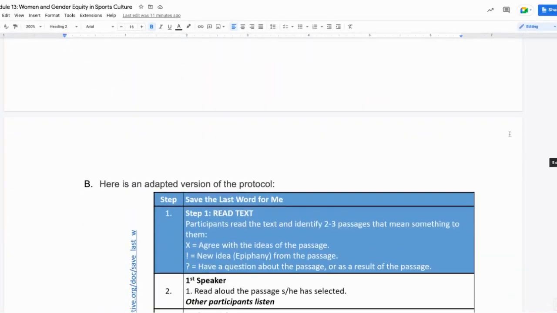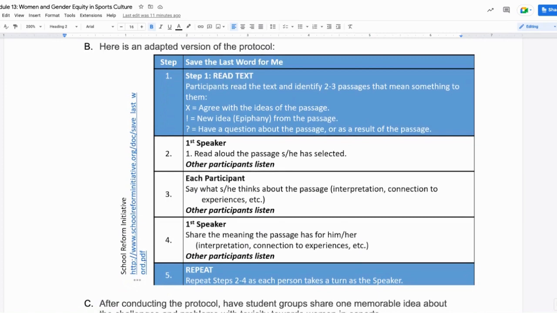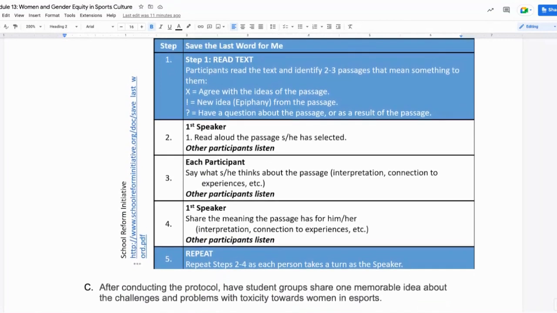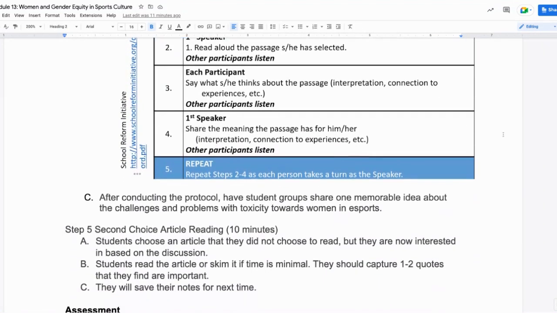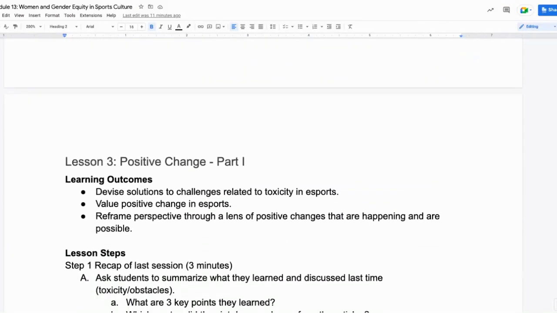Again, all the resources are given here. This is an example of the Save the Last Word protocol, and it gives you the steps piece by piece for students to engage in that format, and it makes sense for students. They'll share, then the person who was the first sharer gets to be the last one to share, the really short version of how that looks. And other than that, again, lots of resources here.